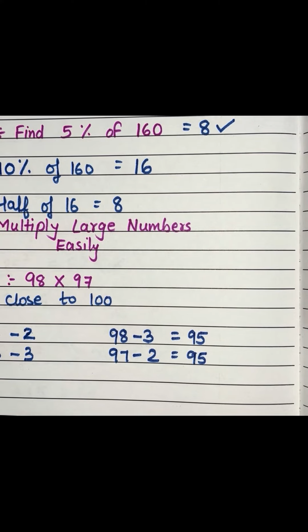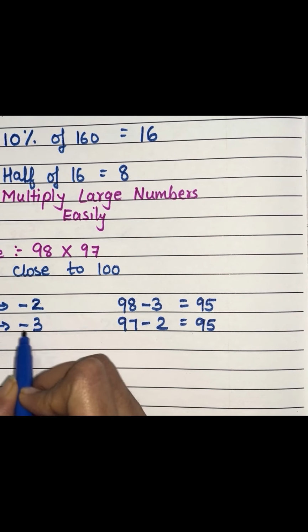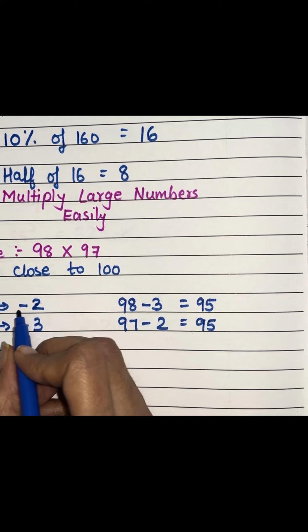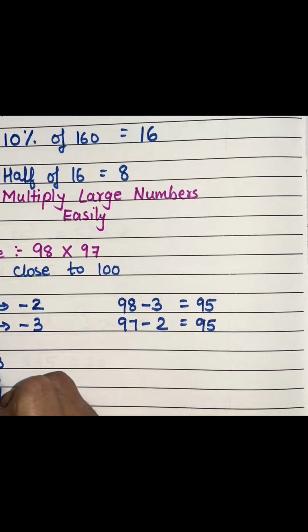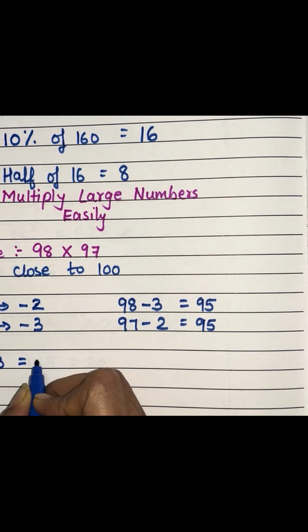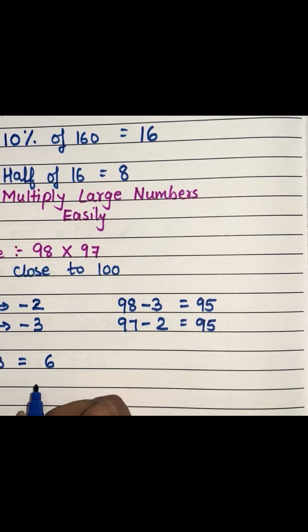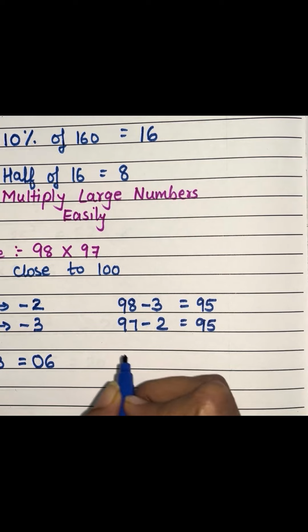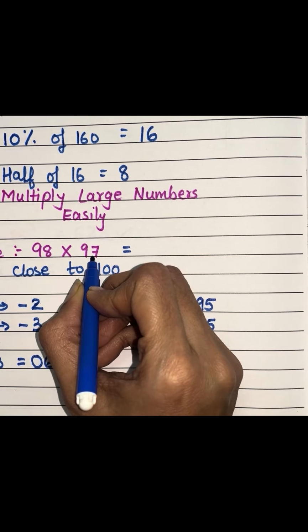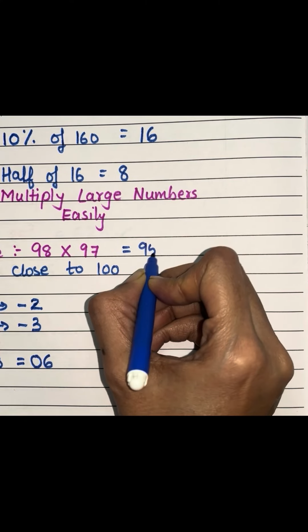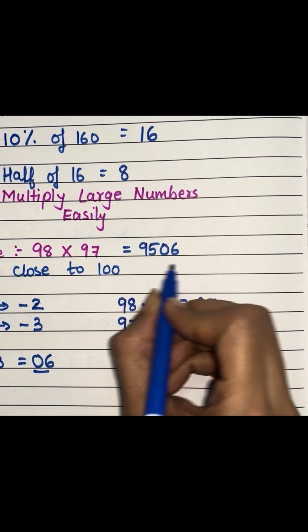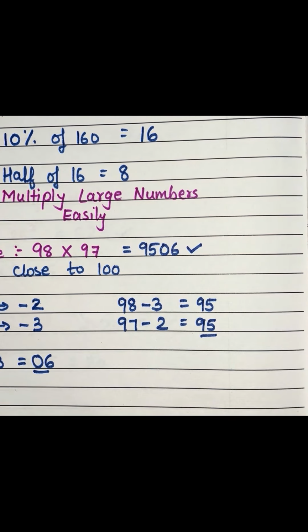Now we are going to multiply the negatives. What is this multiply negatives? 2 into 3. These two are negative numbers. We are not going to use negatives, we are just going to multiply these two. So 3 2s are 6. But here we notice 6 is only a one digit number, so we have to put 0 before that. So now your final answer for this 98 into 97 is 95, which is this, and 06, which is this. We are going to just write it like this. So this is your final answer.